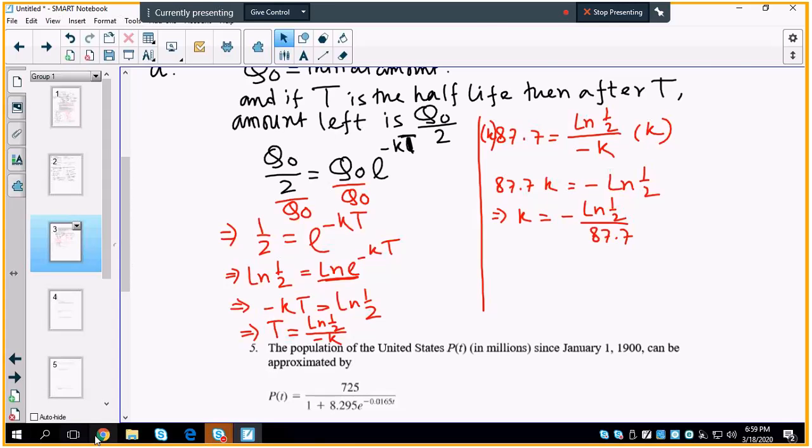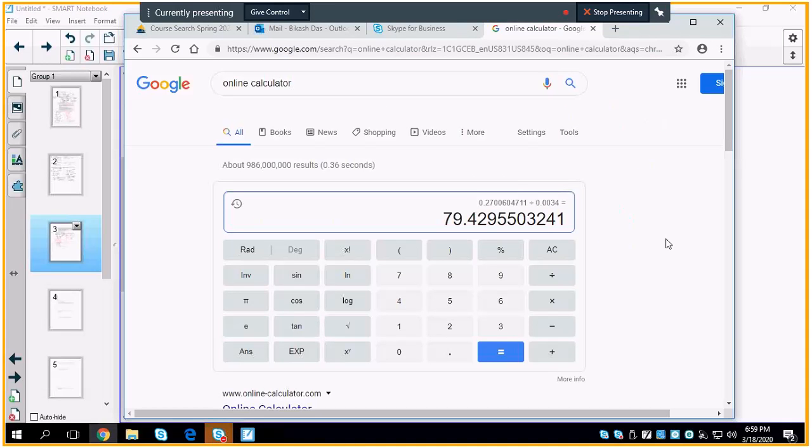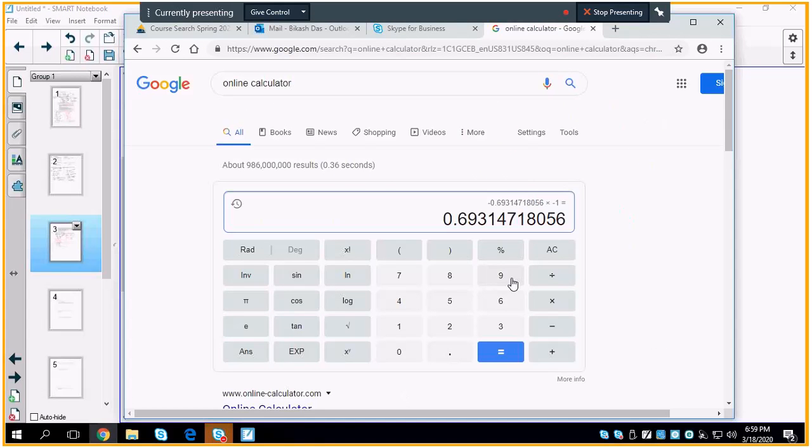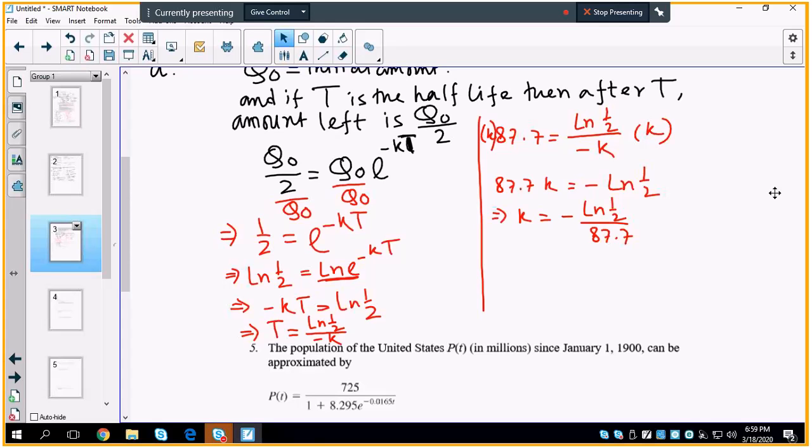So let's do that. I will do 1 divided by 2, take the natural log of my answer, and then I'm going to multiply negative with this, and finally I'm going to divide it by 87.7. So divide by 87.7, round to 4 decimal places, and I will get 0.0079, and that's the decay rate. So k is equal to 0.0079.